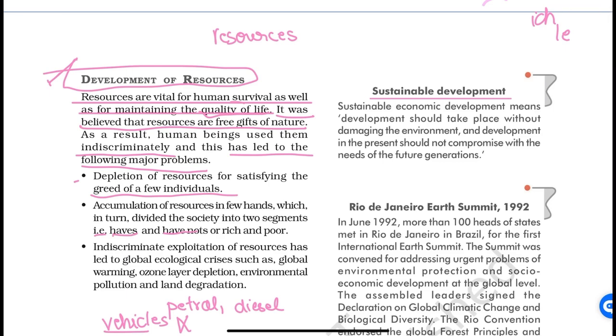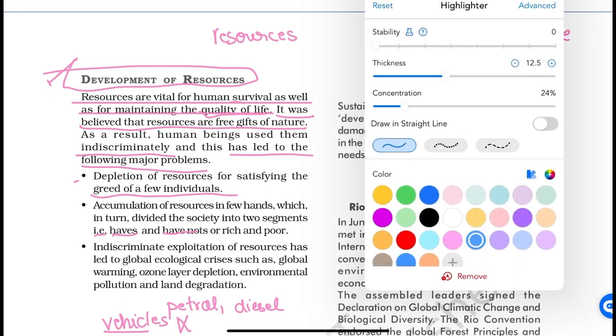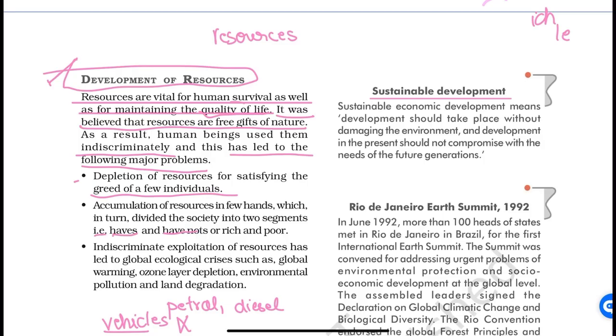Sustainable development. Sustainable economic development means development should take place without damaging the environment, and development in the present should not compromise with the needs of the future generation. This is the definition for sustainable development.